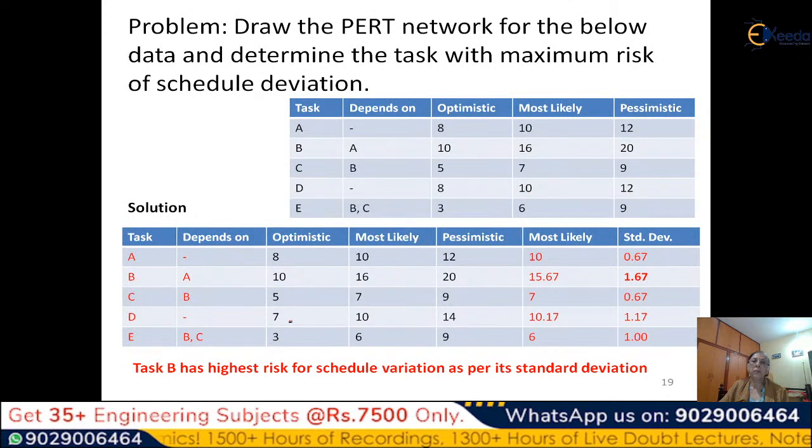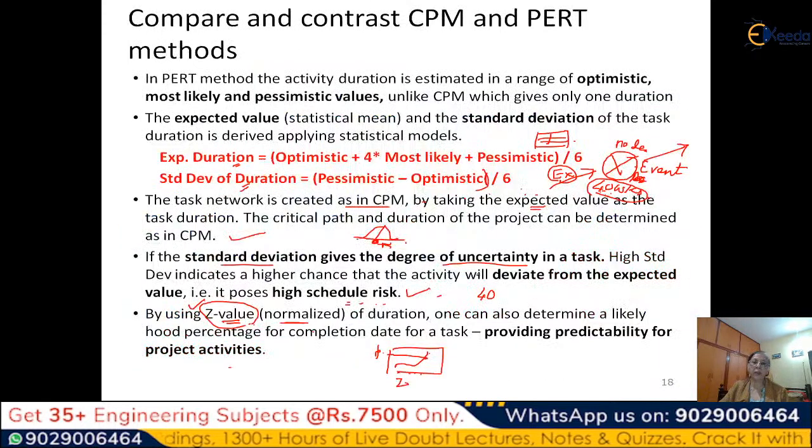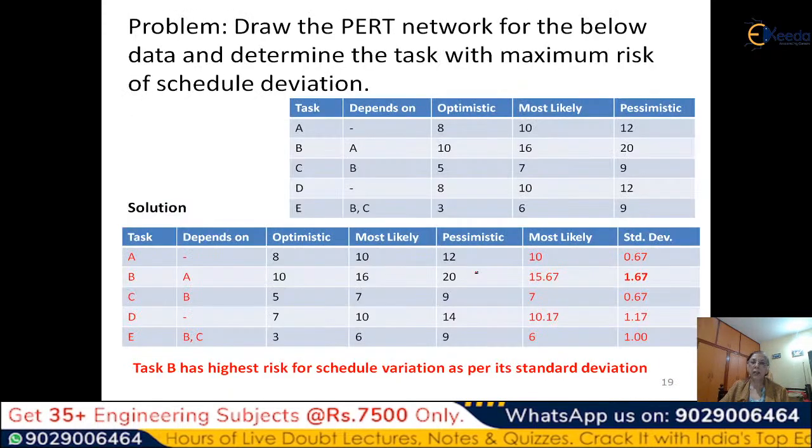So let's take up a problem for the PERT. Normally you don't get such difficult problems. Normally you get little simpler problems in the exam because it's a little difficult to provide you all those graphs and everything. So: draw the PERT network for the below data and determine the task with maximum risk of schedule deviation. So tasks are given. Again, we have to give you 3 values: optimistic, most likely, pessimistic. So what is this? This is the duration or the effort.